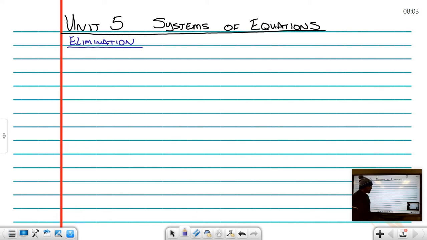Right. So systems by elimination is exactly what it says. Okay, we're going to eliminate. All right, and when we're eliminating, we're looking to get rid of one of the variables. Okay, the x or the y. And then once we get rid of that variable, then we're going to solve. Okay, so we're just going to go through examples and look to solve this.